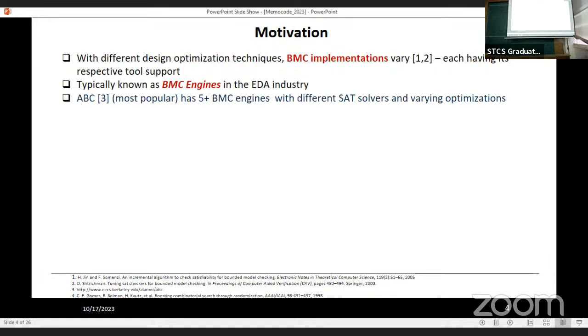In the industry, there are many BMC engines which are used inside IBM and outside. ABC is a tool from Berkeley. It's a very popular model checking engine, which has almost, I think, 5 or 6 BMC engines. Now, the crux: where do these BMC engines differ? They differ in the underlying SAT solver that they use.